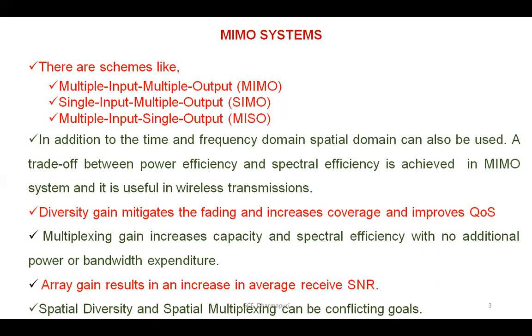Diversity gain mitigates fading and increases coverage and improves quality. Multiplexing gain increases capacity and spectral efficiency with no additional power or bandwidth expenditure. Array gain results in an increase in average received signal to noise ratio. Spatial diversity and spatial multiplexing can be conflicting.